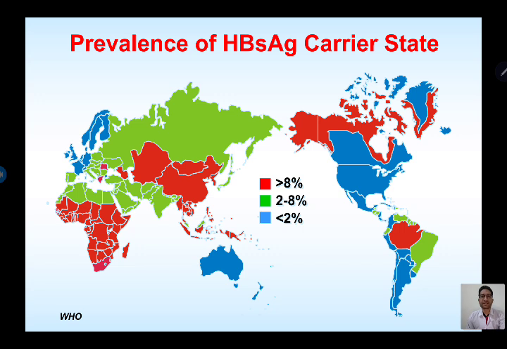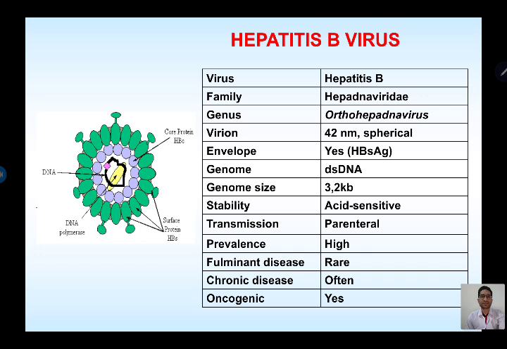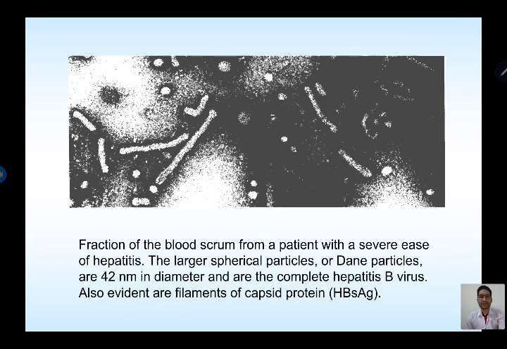Prevalence of the hepatitis B surface antigen carrier state. You can see the hepatitis B virus: family Hepadnaviridae, genus Orthohepadnavirus, virion is 42 nanometer, spherical, envelope is yes, genome is dsDNA, genome size is 3.2 kb, stability is acid sensitive, transmission is parenteral, and prevalence is high. Fulminant disease, chronic disease is often, oncogenic is yes.